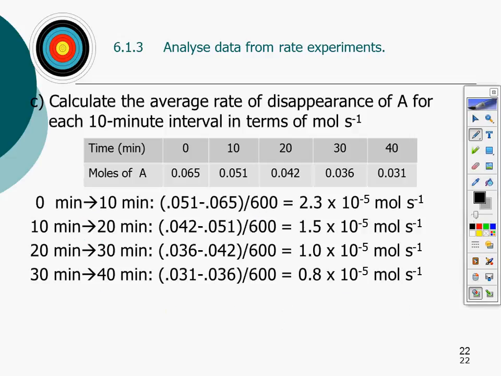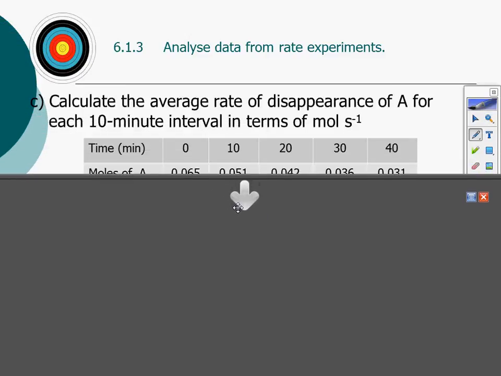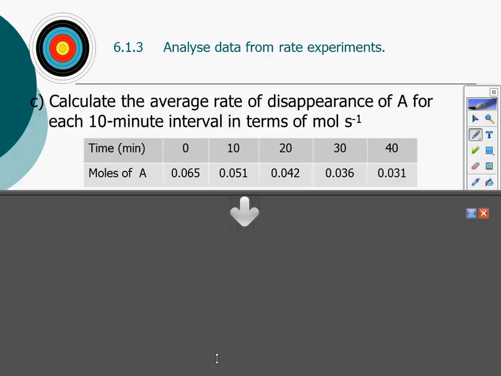Very good. All right, calculate the average disappearance over time. So we have this. Calculate the average disappearance of A for each 10-minute interval, in terms of moles per second. Now I'm going to need some help. I need somebody to tell me what equation we're going to use. What equation are we going to use?